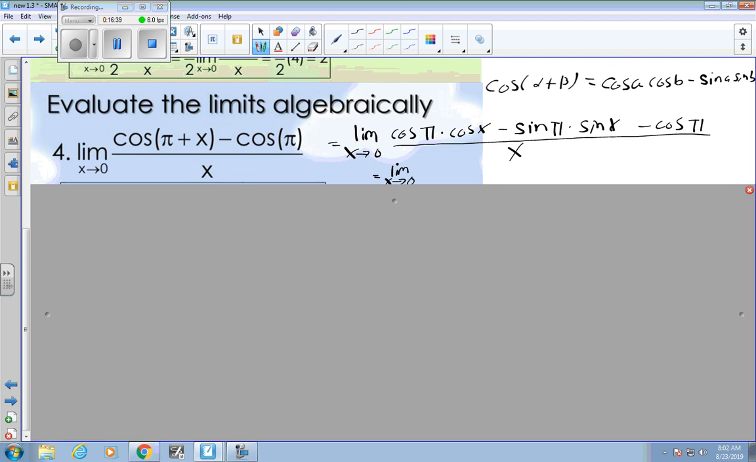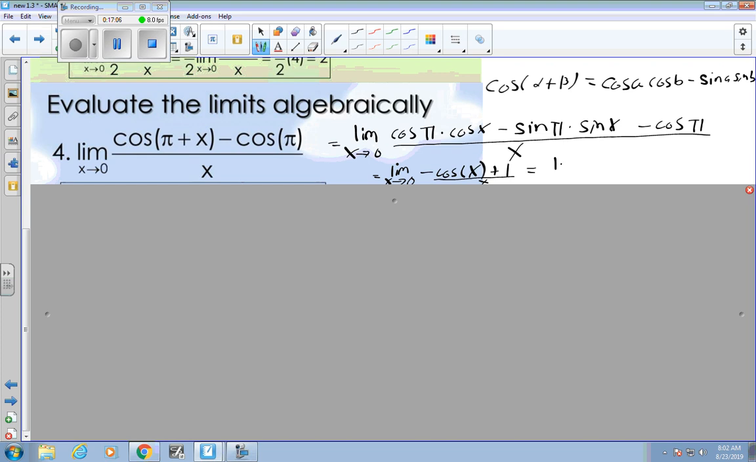What's cosine of pi? Negative 1. So it's just negative cosine of x. Okay. Minus what's sine of pi? 0. So that kills off that whole term. Don't have to worry about that. And then it's minus again, what's cosine of pi? Negative 1, so it's minus negative 1. So this is plus 1 all over x.